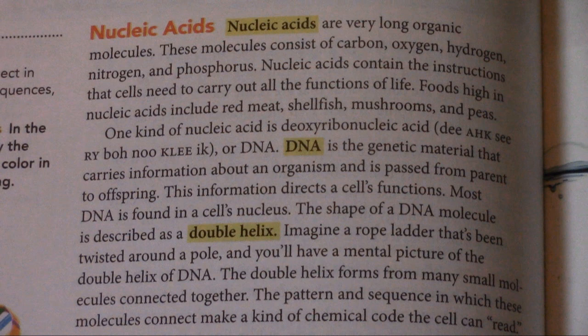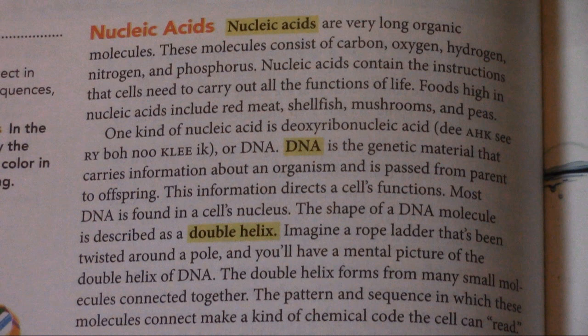Nucleic acids. Nucleic acids are very long organic molecules. These molecules consist of carbon, oxygen, hydrogen, nitrogen, and phosphorus. Nucleic acids contain the instructions that cells need to carry out all the functions of life. Foods high in nucleic acids include red meat, shellfish, mushrooms, and peas. One kind of nucleic acid is deoxyribonucleic acid, or DNA. DNA is the genetic material that carries information about an organism and is passed from parent to offspring. This information directs a cell's functions.